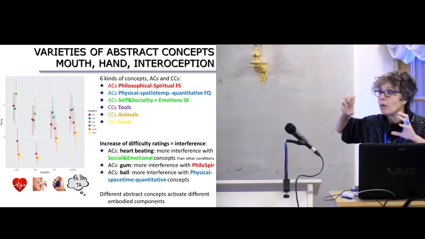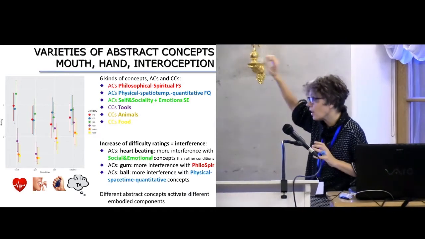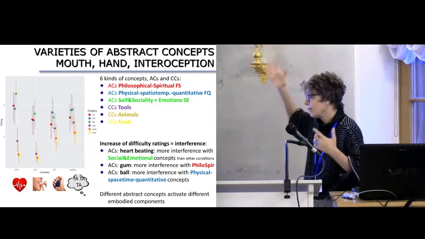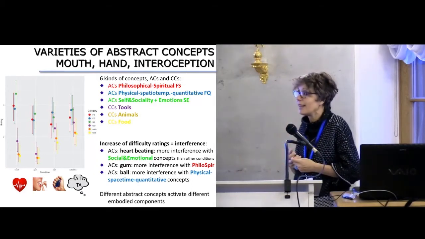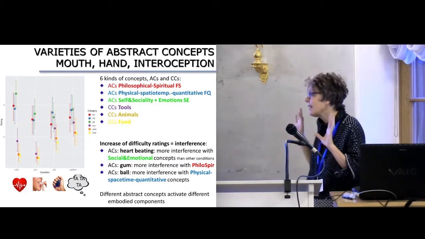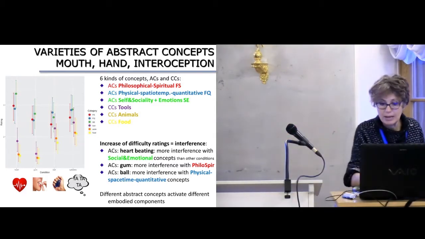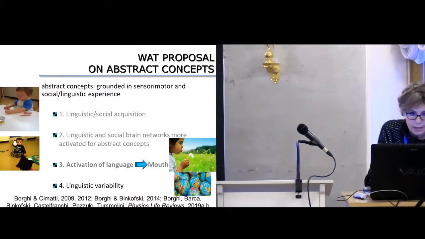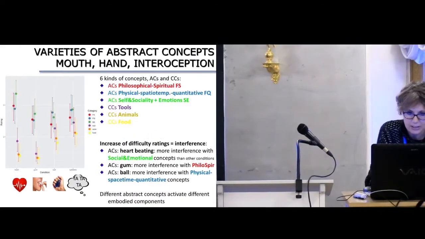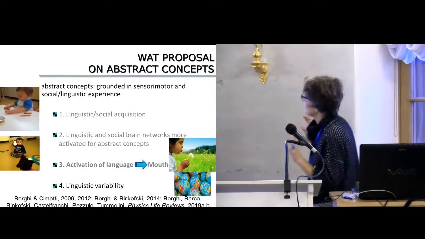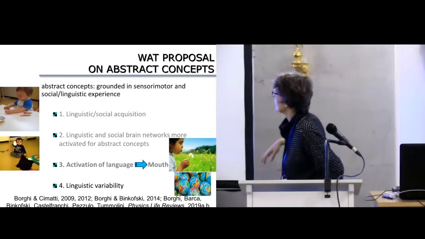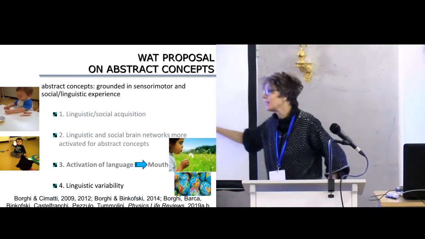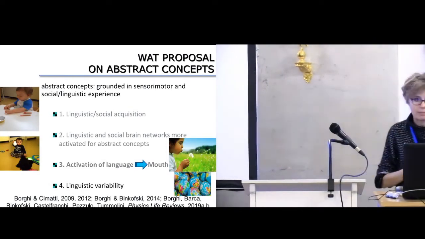So some abstract concepts are more concrete, like the concept of numbers, of quantity, etc. So they are more interfered by the ball. Emotional ones, there is a huge effect of interoception, and the more abstract are slightly more affected by mouth manipulation, but not articulatory suppression. So I said linguistic social acquisition, linguistic and social pairing networks more activating for abstract concepts. Activation of language implies the activation of the mouth, and I spoke about the variety of abstract concepts.